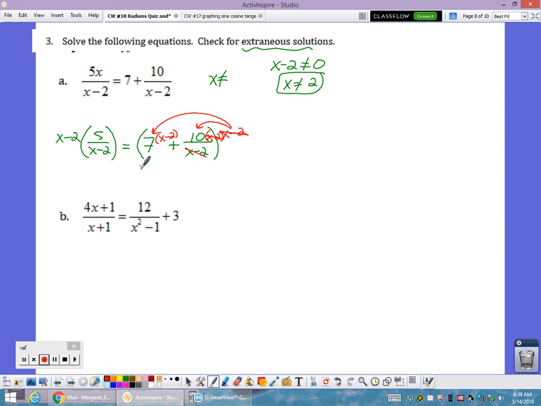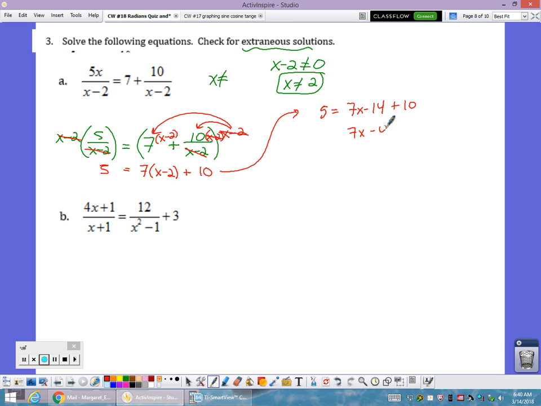So what's left is 7 times x minus 2 plus 10, because that canceled out, equals, this whole thing canceled out, 5. I'm going to come over here so we have a little more room. 5 equals 7x minus 14 plus 10. Add these up.